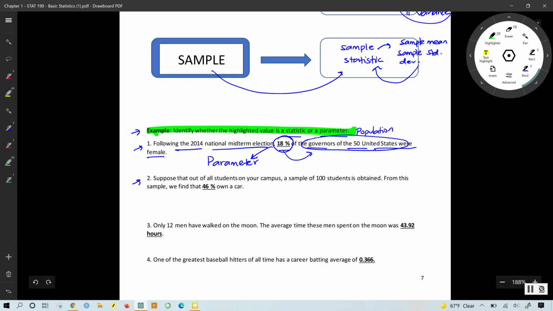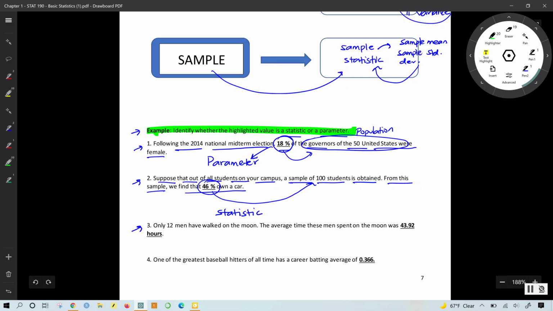Then question 2. Suppose that out of all students on your campus, a sample of 100 students is obtained. From this sample, we find that 46% own a car. This number pertains to information or a characteristic that typifies the sample. So this is definitely a statistic.